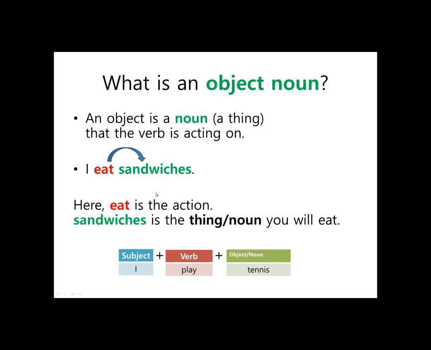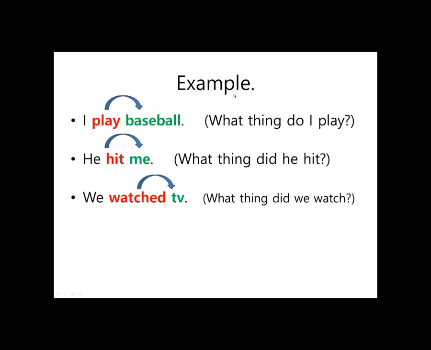Okay, so the structure for sentences would be a subject, for example I, a verb, an action word, play, and the thing it's acting on, tennis: I play tennis. Here are some examples. I play baseball. Play is the transitive verb, and baseball is the object noun.